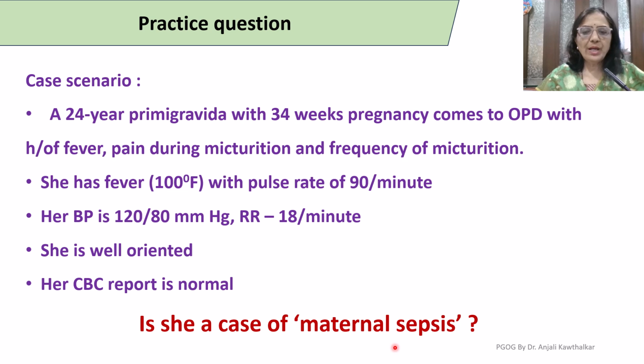So I hope that by this time you are able to apply SIRS criteria as well as qSOFA criteria and confidently say whether it is a case of maternal sepsis. Now she definitely has infection. She has difficulty during micturition, frequency of micturition. She has fever. That means urinary tract infection is likely to be present. We do know that she has infection.